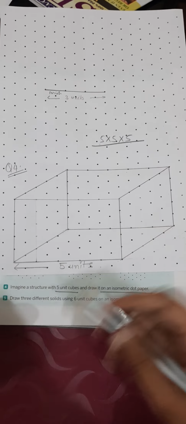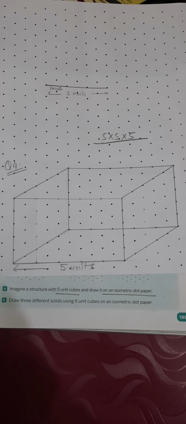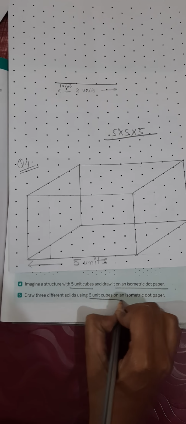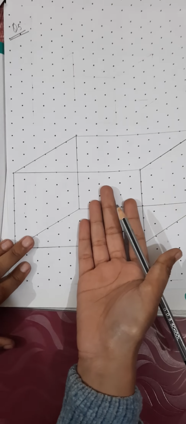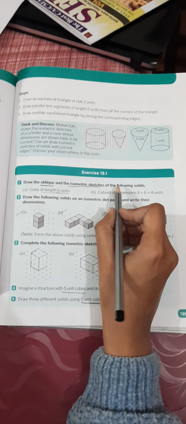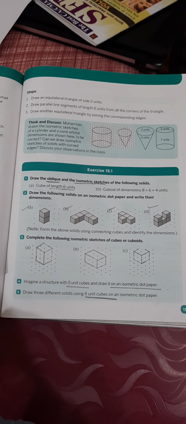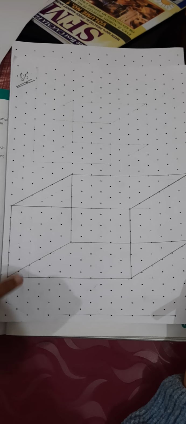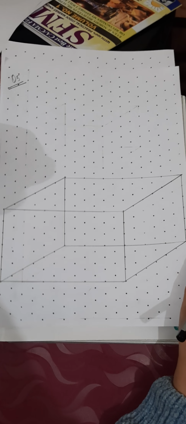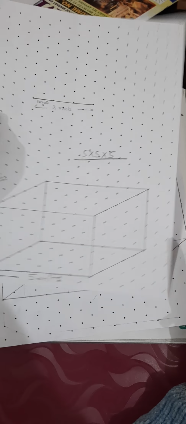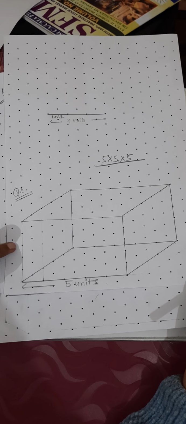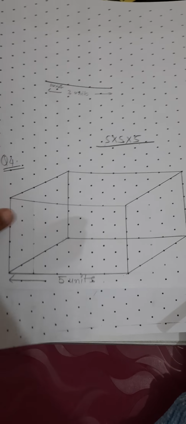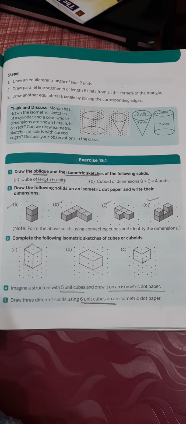Okay. Question number 5 is that you have to draw this solid using 6 unit cube. So this is the 6 unit cube, same as we have done in the isometric of this A part. This is same as A part and this is your question number 5. This is question number 5 of 6 units and this is your question number 4 of 5 units. And this was your exercise 15.1. So complete this exercise.